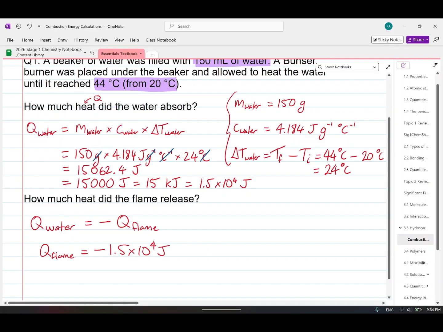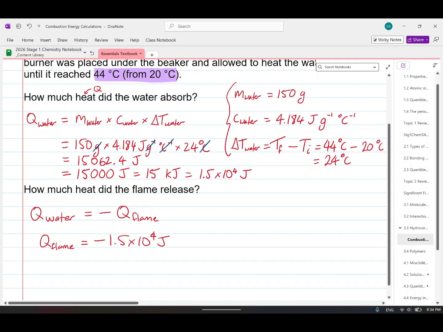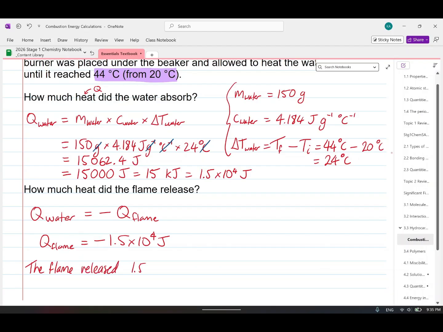It is very important that if you're given the answer Q flame equals something, it needs to have the correct sign. This negative sign is telling us that that energy has been released by the flame. Alternatively, you could say the flame released 1.5 times 10 to the 4 joules.